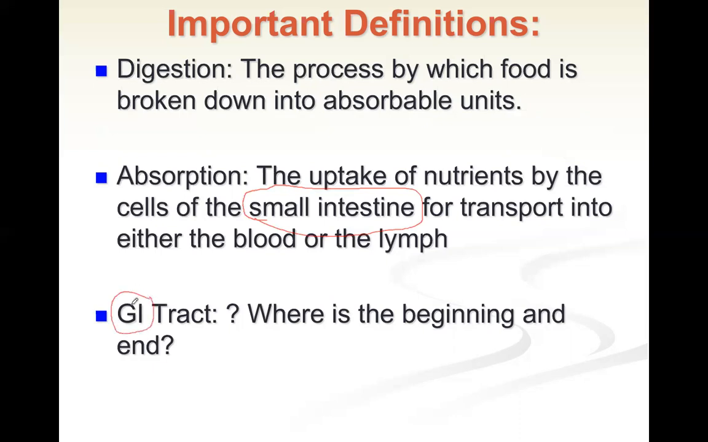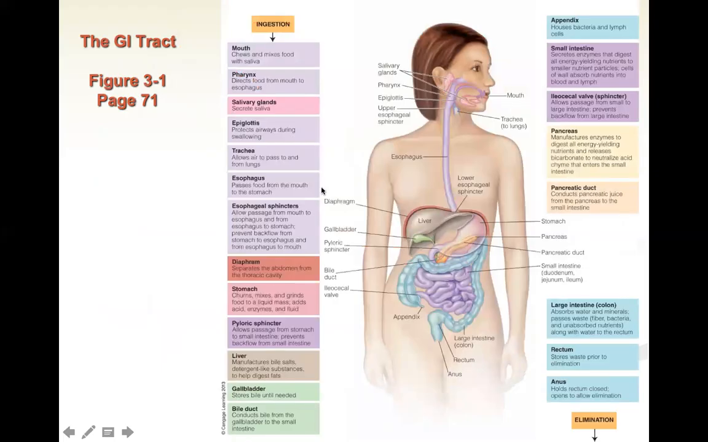GI tract. The GI tract stands for gastrointestinal tract. And if you think about the gastrointestinal tract, it's really a tube through our bodies. The beginning is the mouth and the end is the anus, or where we excrete our stool. This is a picture of the GI tract from start to finish, and it is important for you to know each of these organs as well as what happens in each organ. So it starts at the mouth and then it ends at the anus.